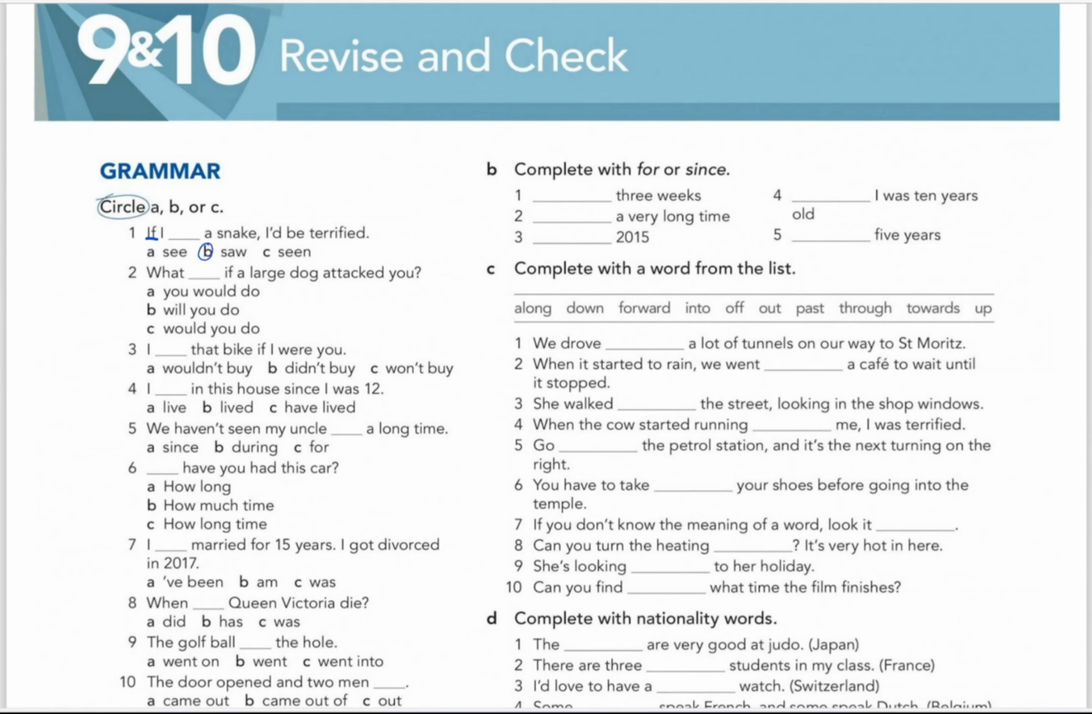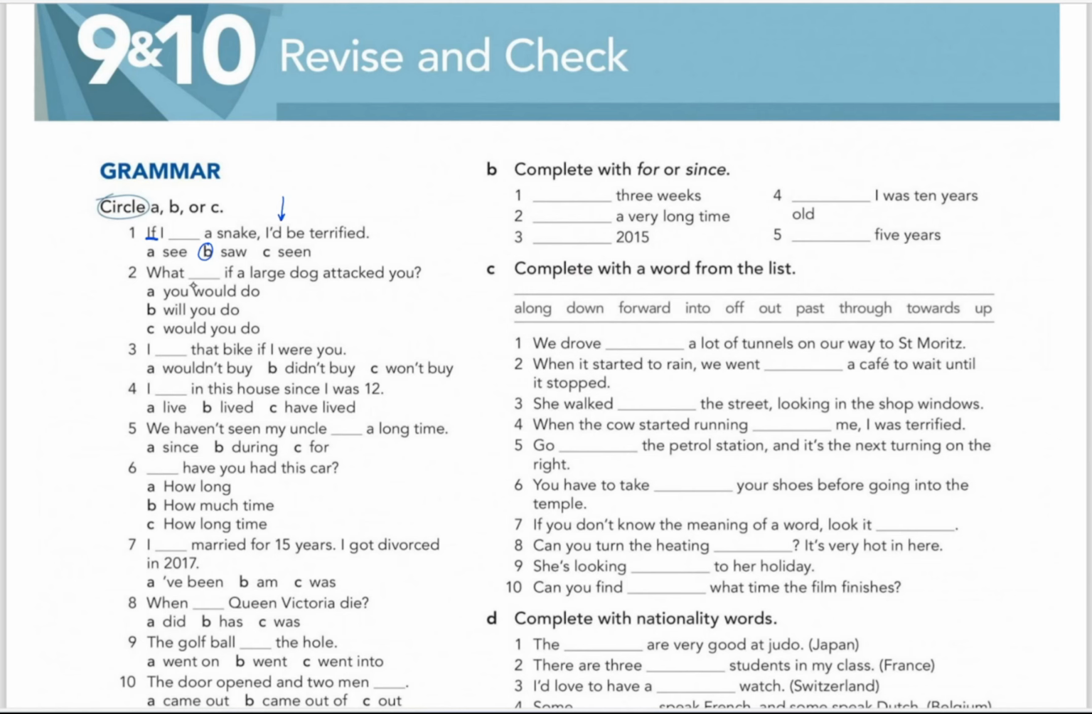If I saw a snake, I'd be terrified. I'd be, it means I would be terrified. It's a hypothetical sentence. That means, did I see the snake now? No, I haven't. I'm just imagining. For example, if I saw a snake, I'd be terrified.